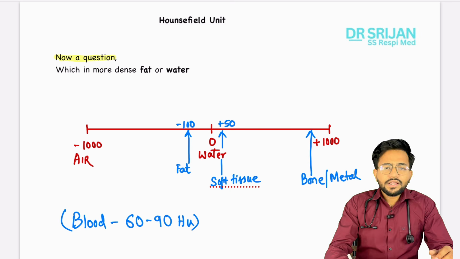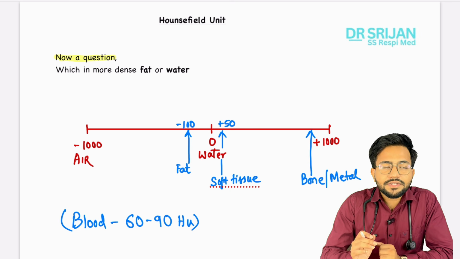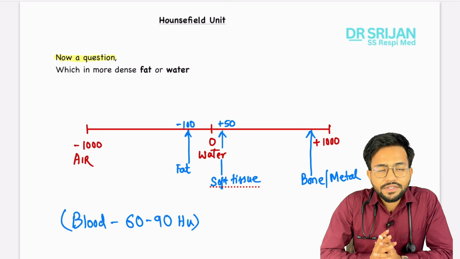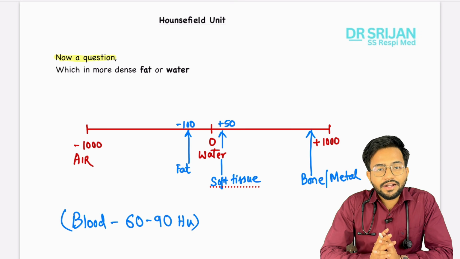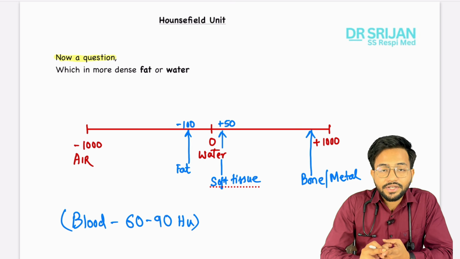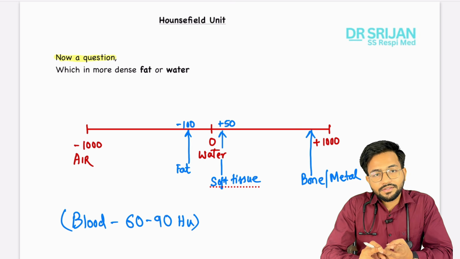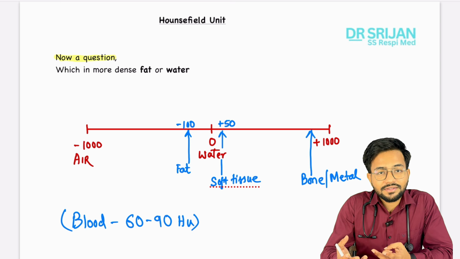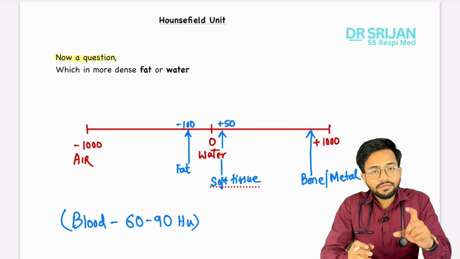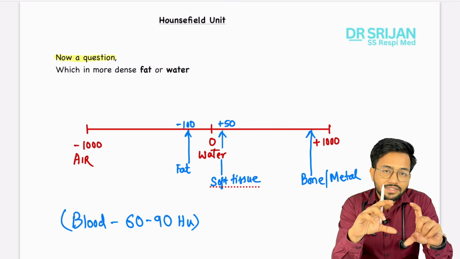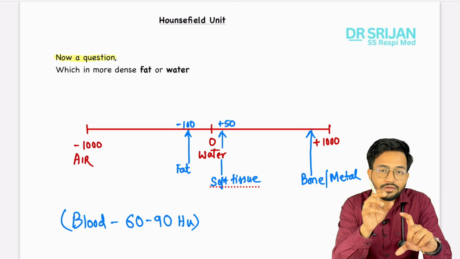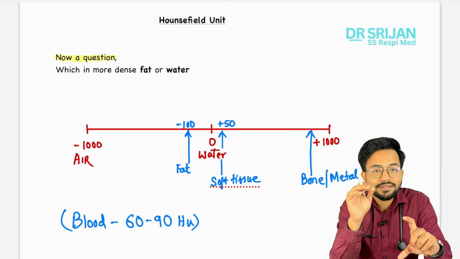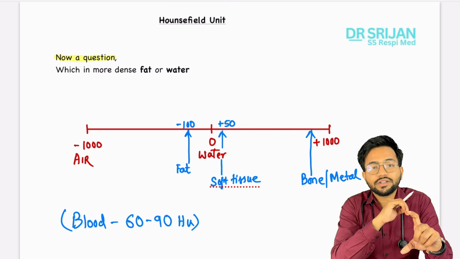Now, I want to ask you a question, and this is a question on which most people get confused. Which is denser, fluid, that is water, or fat? Most people will say that water is less dense and fat is more dense. But tell me, if there is a glass of water and you pour some oil or some fat, it always floats, which means that fat is less dense than water.